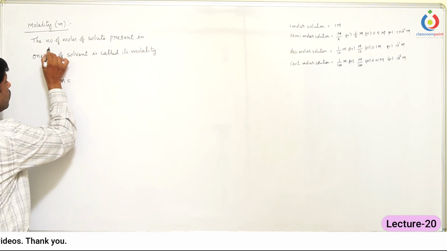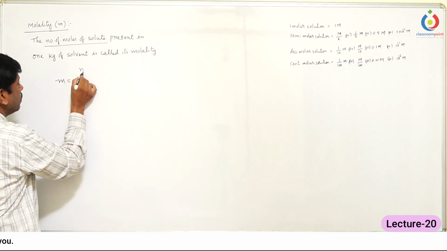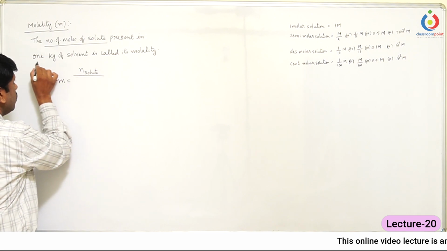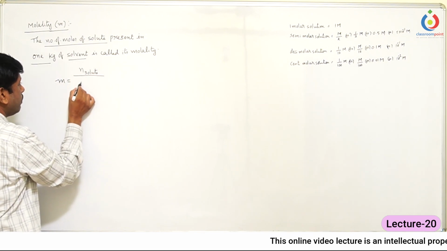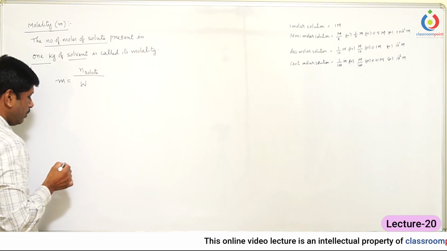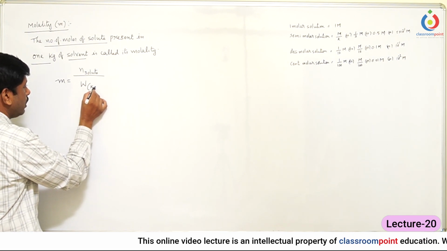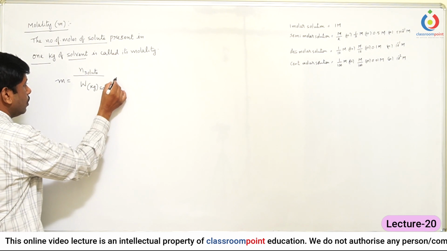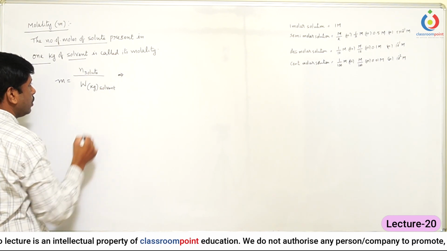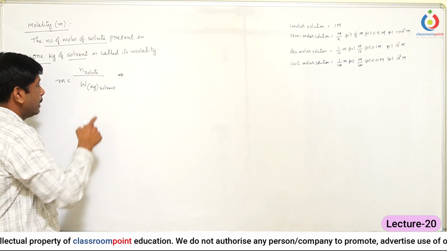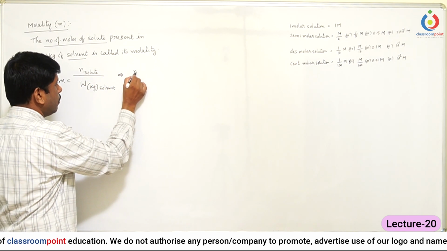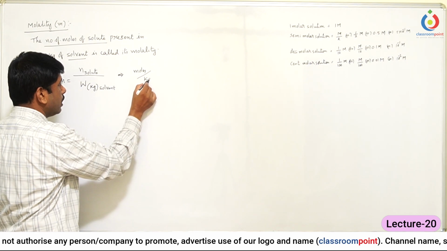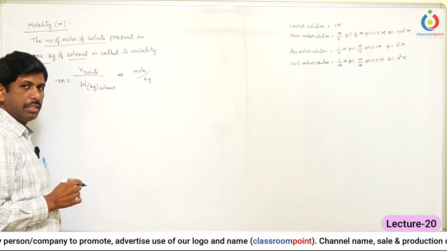Molality is equal to the number of moles of solute present in 1 kg of solvent. So I am taking the mass of the solvent as W, the mass of the solvent in kg. From this we can write down the units of molality. n units are moles, and kg is the unit of mass, so moles per kg.